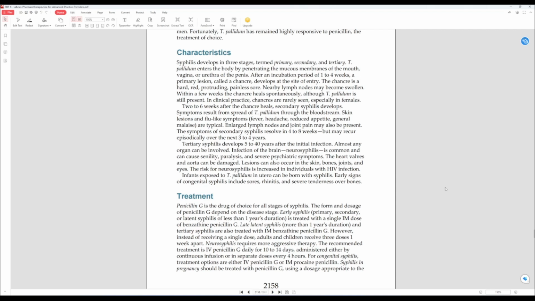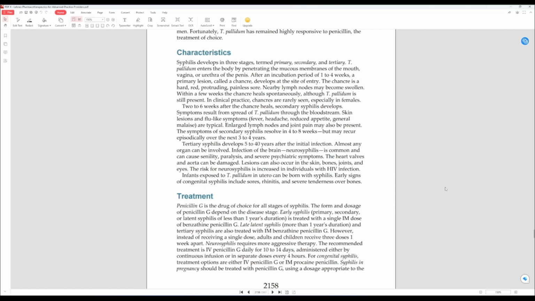Almost any organ may be involved. Infection of the brain, neurosyphilis, is common and can cause senility, paralysis, and severe psychiatric symptoms. The heart valves and the aorta can also be damaged. Lesions can also occur in the skin, bones, joints, and eyes. The risk for neurosyphilis is increased in individuals with an HIV infection.